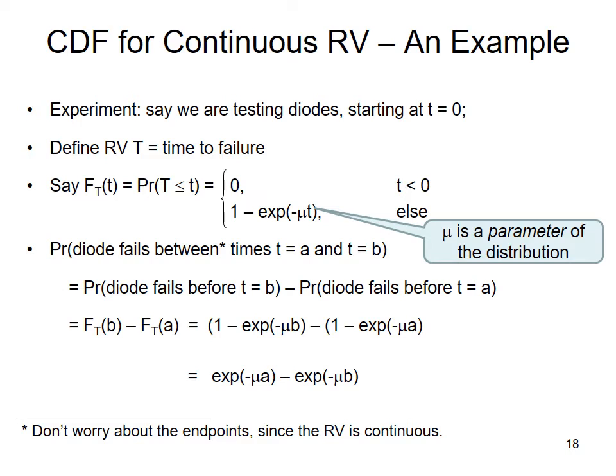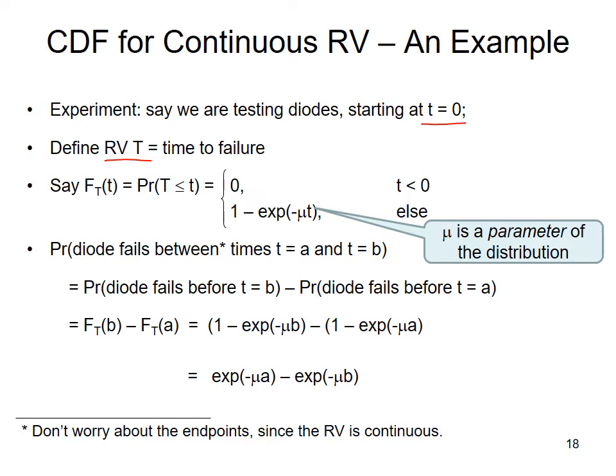Okay, so going on, let's look at a specific example of a continuous random variable. Suppose we have an experiment where we're testing diodes, and we start the test at t equals 0. Suppose we define a random variable T, which is the time to failure. How long does it take before the diode we're testing fails? So that's my random variable.